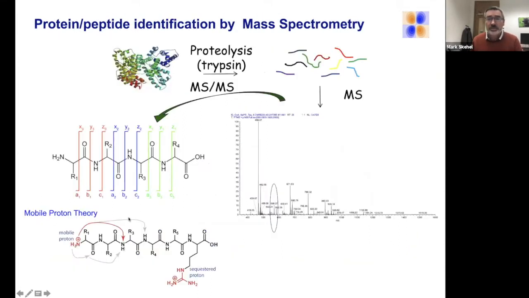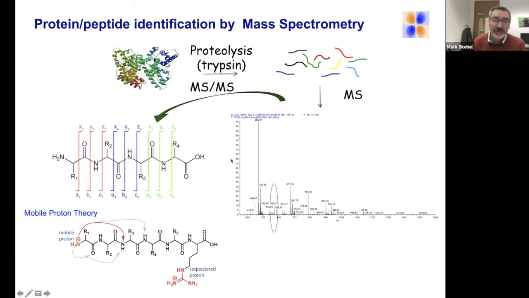Okay, so here's the general approach for protein and peptide identification. Here's your protein: tryptically digest it down to peptides, and look at it in the instrument. This is an MS scan, one scan as the peptides elute from the chromatograph. We can take, let's say, this particular ion here at 569.